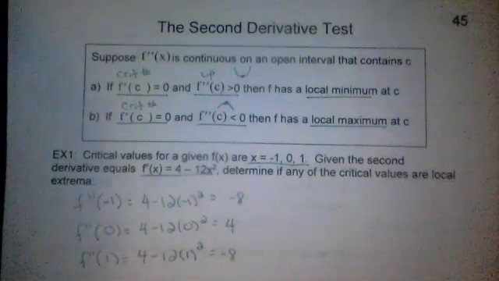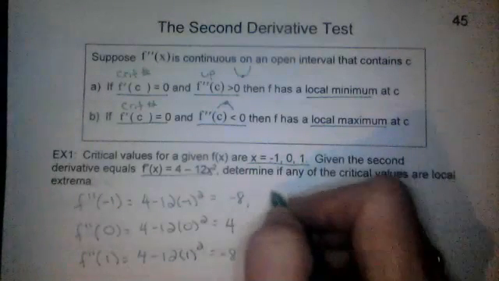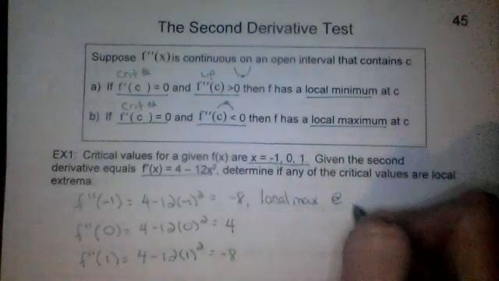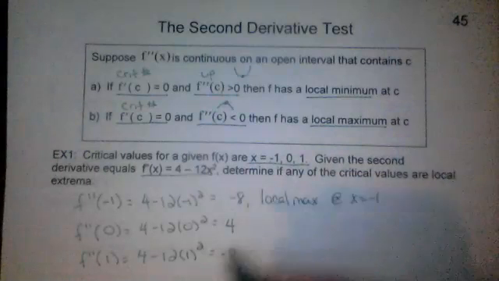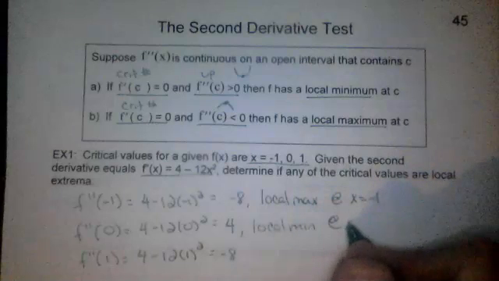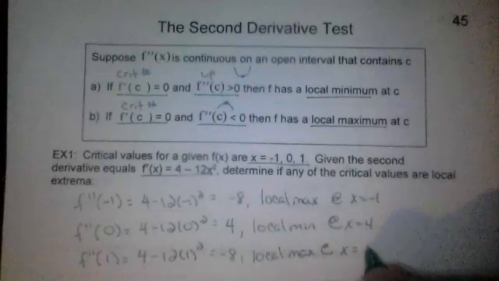So, according to our second derivative test, since this critical value gave us a negative number, then that means that we have a local maximum at x equals -1. Here we have a local minimum at x equals 0. We have positive, so minimum, and another negative, so another local max at x equals 1. And it's that easy. So let's go ahead and try the next one.